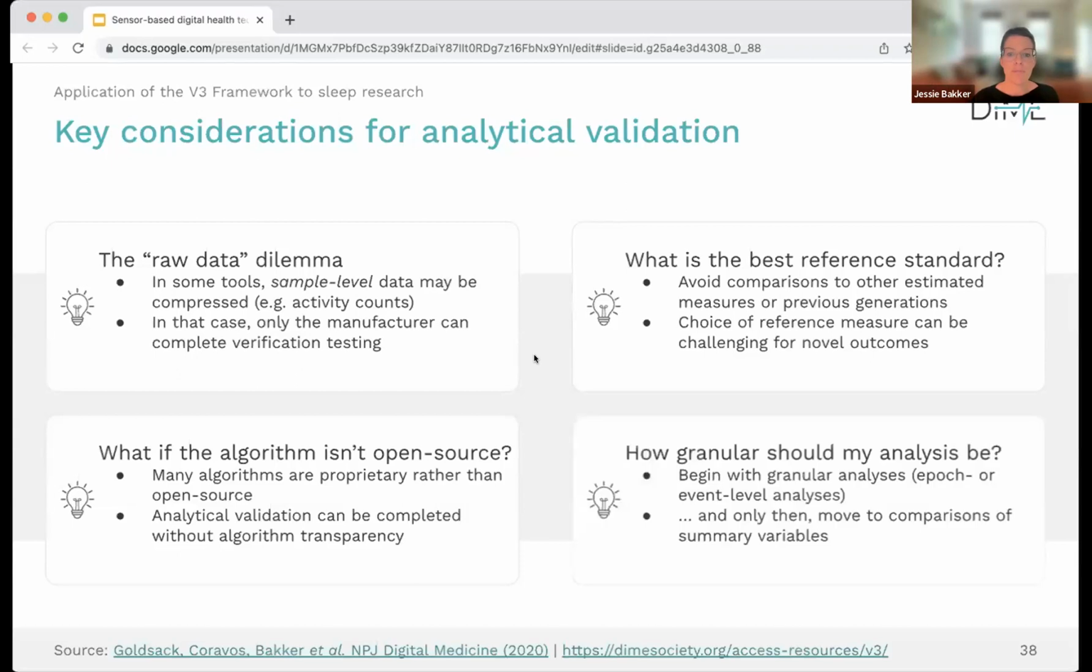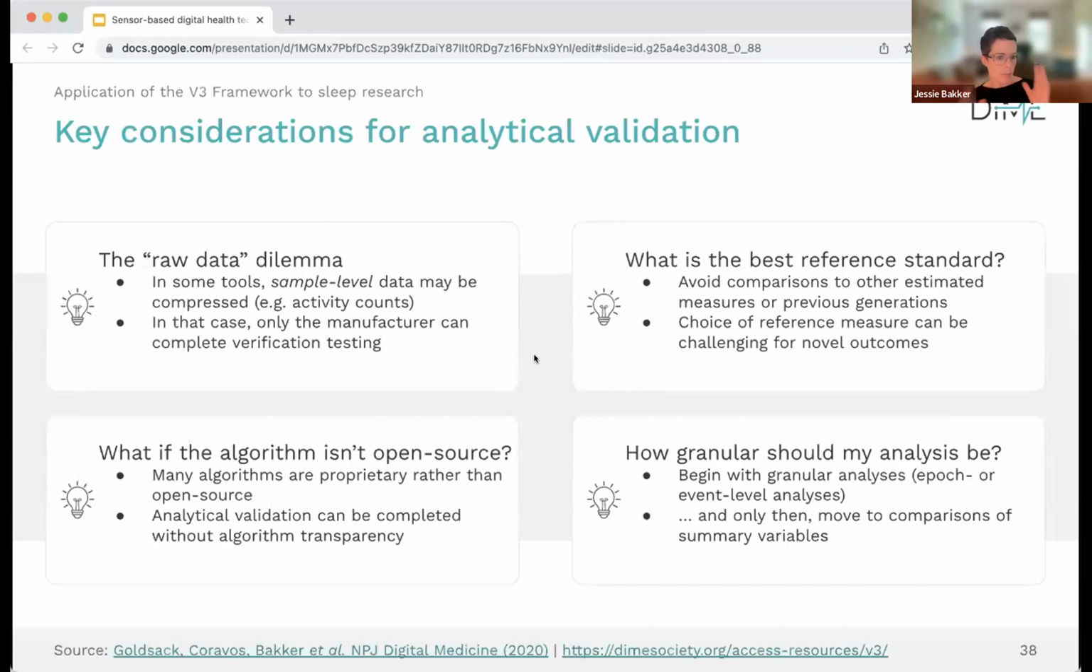And then question 4 is, how granular should my analysis be? The trick here is to begin with the most granular analyses possible. So an epoch by epoch analysis or an event by event analysis, and only then move into a comparison of summary variables. So let's take, for an example, an auto scoring algorithm for PSG, which purports to estimate or label apneas and hypopneas throughout a recording.